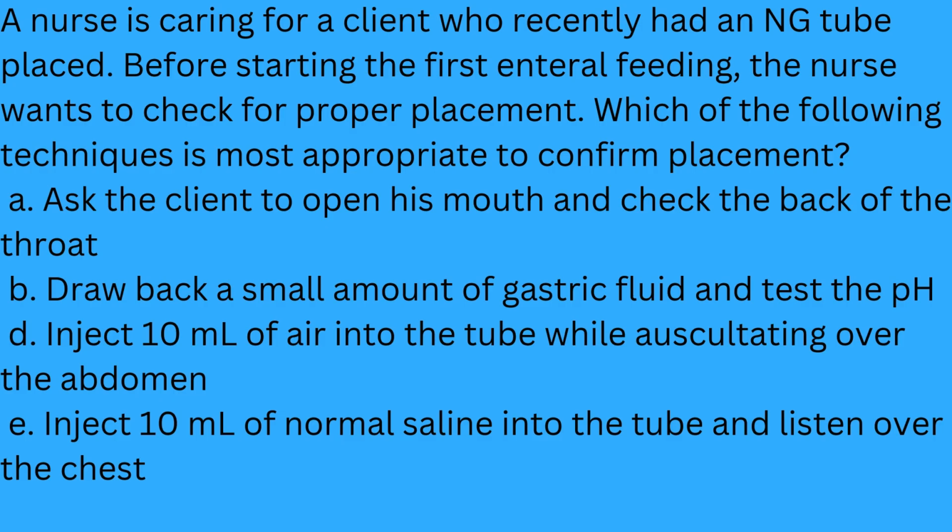A nurse is caring for a client who recently had an NG tube placed. Before starting the first enteral feeding, the nurse wants to check for proper placement. Which of the following techniques is most appropriate to confirm placement? A. Ask the client to open his mouth and check the back of the throat. B. Draw back a small amount of gastric fluid and test the pH. D. Inject 10 ml of air into the tube while auscultating over the abdomen. Or E. Inject 10 ml of normal saline into the tube and listen over the chest.